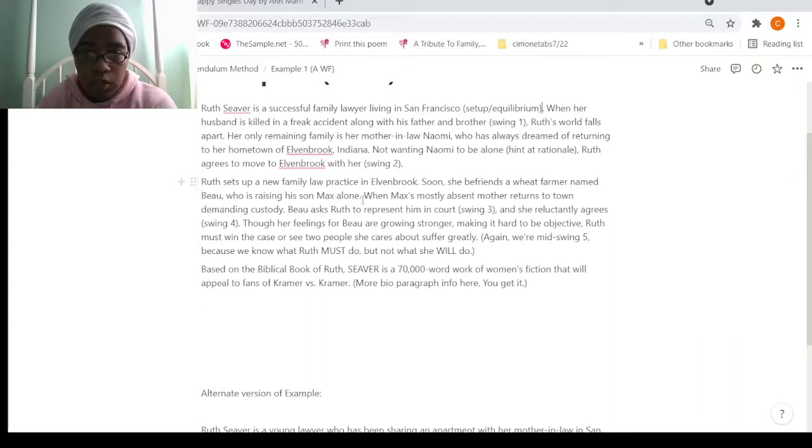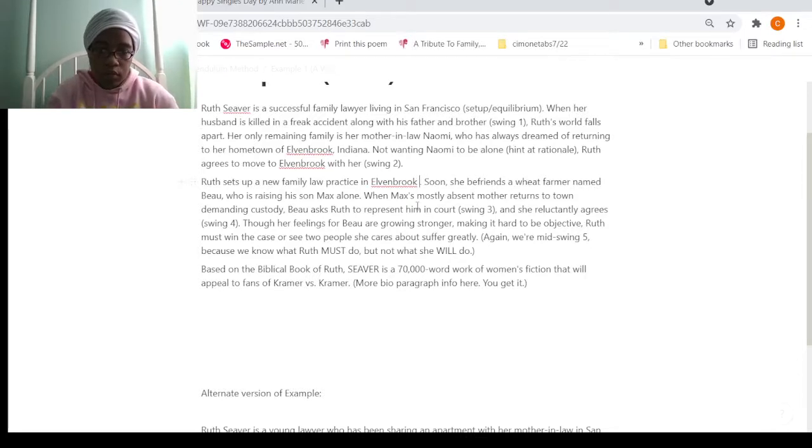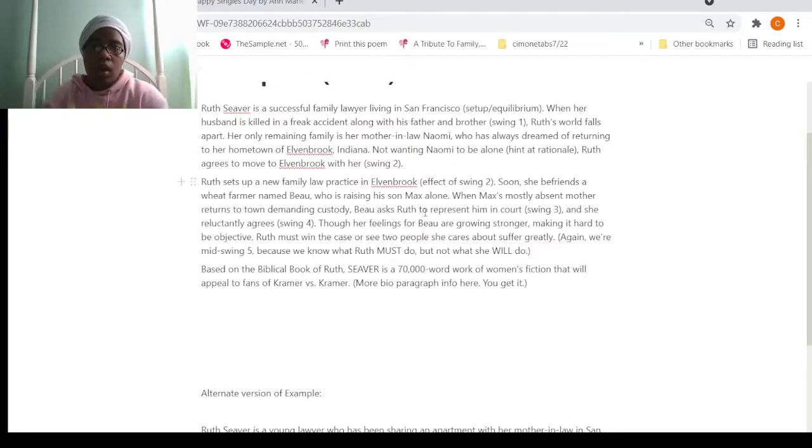Then Ruth starts practicing law. So this is how things change. This is the effect of swing 2. Then she befriends this guy named Bo, this farmer, and this stuff happens. So you could say this whole thing is the effect of swing 2, or the transition to swing 3. And then Ruth is asked to represent Bo in court. So this is your swing 3. And then she agrees to do it, which is swing 4.